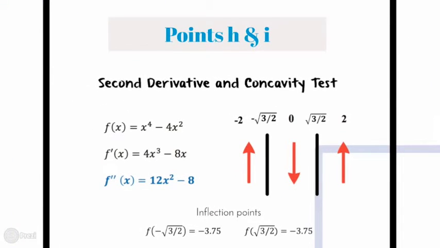For letter H, we found the second derivative by applying the knowledge of the class, and we used the power rule and got f double prime of x equals 12x squared minus 8.